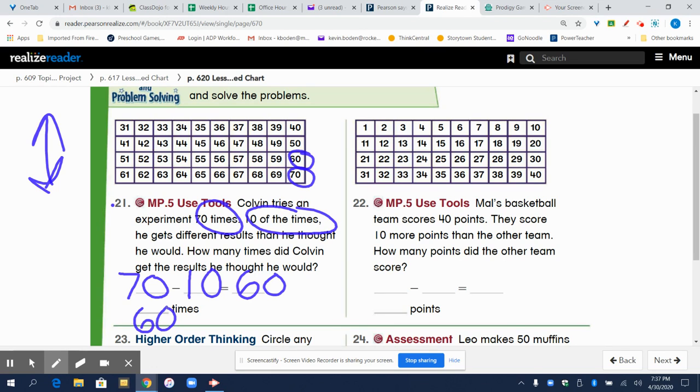Now you do the same thing and try number 22 all by yourself. I'll read it for you, but then you're going to try it all by yourself. Mal's basketball team scores 40 points. I would remember that if I were you. They score 10 more points than the other team. How many points did the other team score? You give that one a shot. I'll see you down below on number 23 and number 24. Please pause the video so you have time to try number 22.